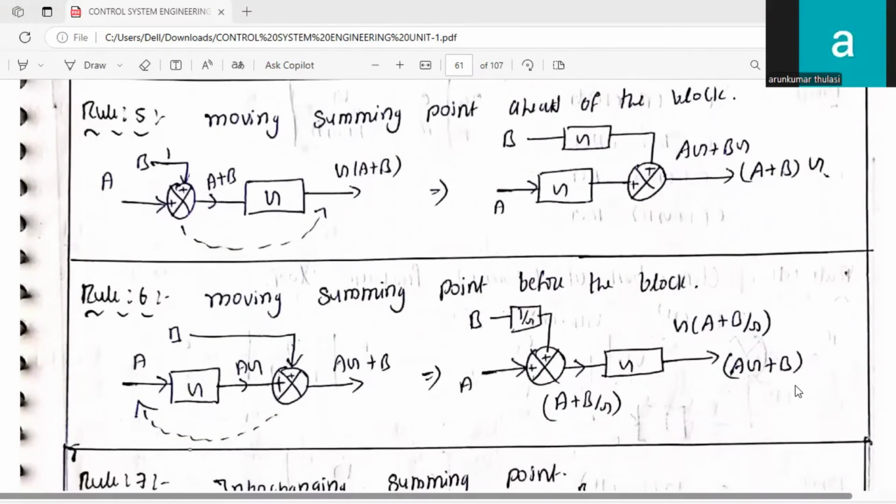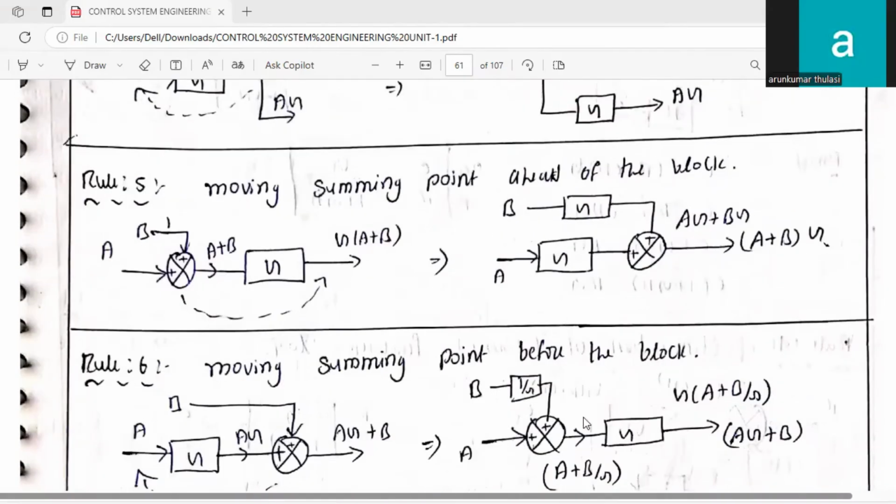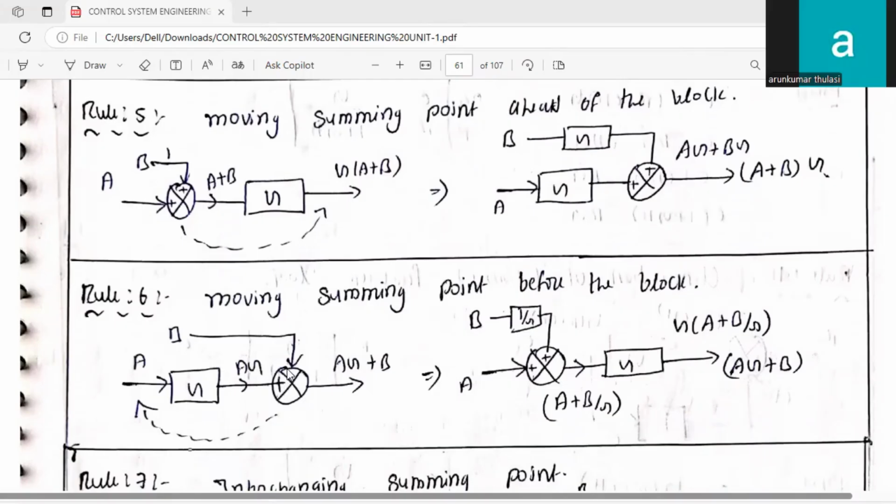Next, rule number 6, moving the summing point before the block. So here the summing point is there. We have to move this from here to here.